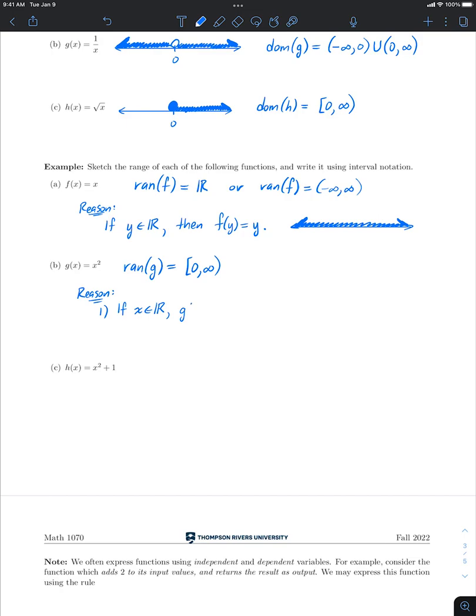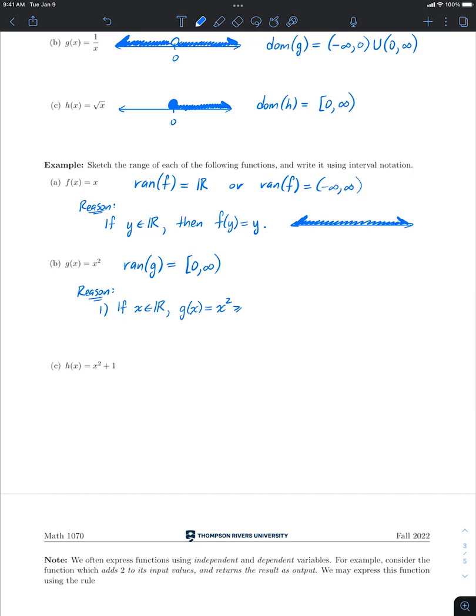Well, then g of x is x squared. And here's the logic: the square of something can never be negative. It always has to be greater than or equal to 0. So we can say this is greater than or equal to 0. So what we've justified here is that there's no way you're ever going to get a negative number in the range of g. Okay, so that's half of it.